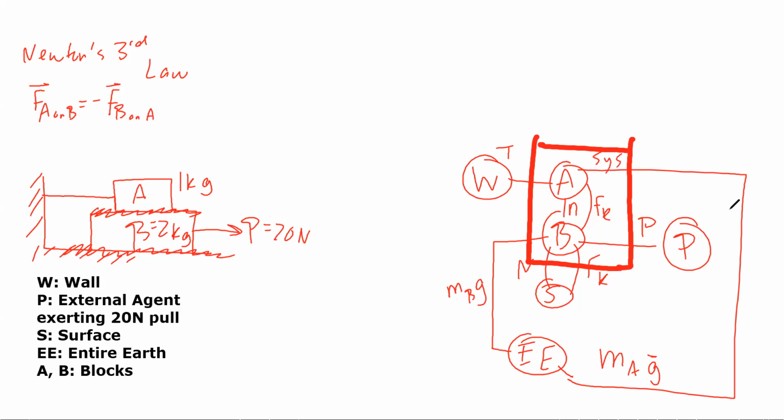The wall is the environment, and whatever the agent is pulling on the block, probably some hand yanking on it from the string. What else? The surface and the earth, those are external. And yeah, so this is a good interacting object diagram. Now let's continue and draw the free body diagrams. What would be the best way to do that?